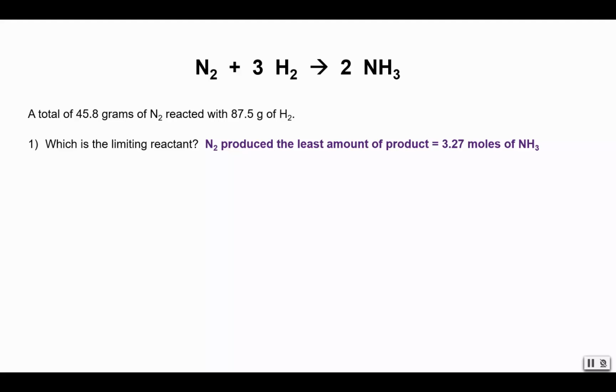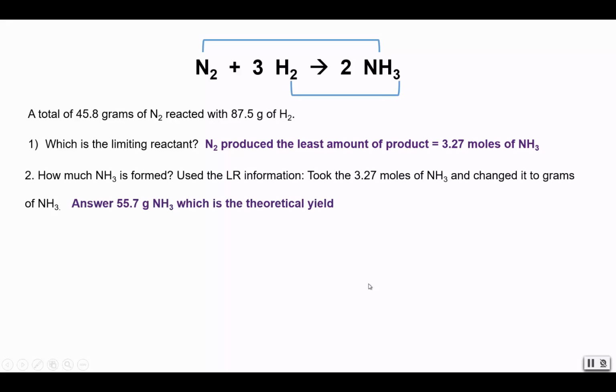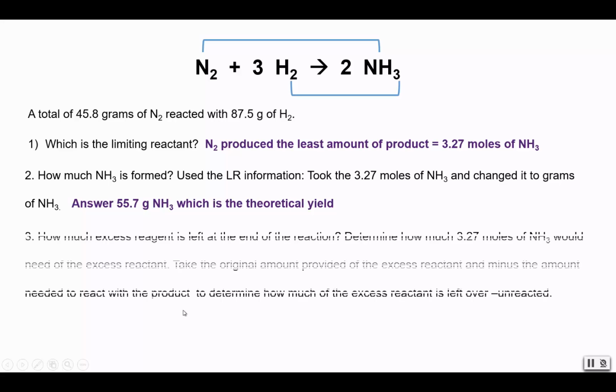So let's look at a summary of answering these 4 questions that we started with. First, we recognize that it was a limiting reactant because we were given the amounts of all of the reactants. And we determined how much each of those could make of that product, and we found that the maximum amount we could make was 3.27 moles of ammonia based on the limiting reactant of nitrogen. Then we took those moles and we changed that to grams of ammonia so we could answer the next question of how much ammonia is formed, which is our theoretical yield.